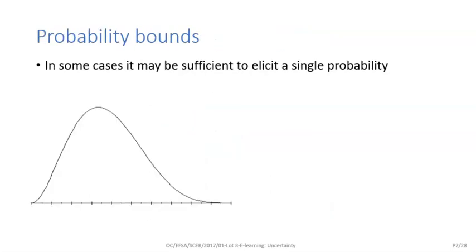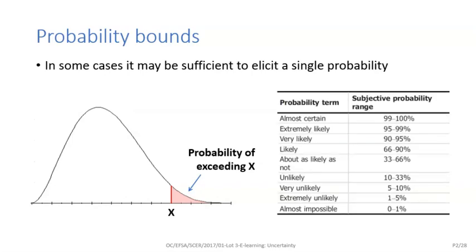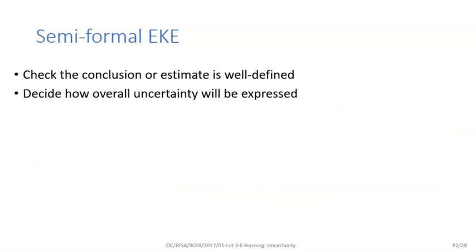In some cases, it may be sufficient to elicit a single probability for whether the quantity of interest is above or below a given value. For example, the probability of exceeding a conservative estimate. This is called a probability bound. The probability could be precise or approximate, and the uncertainty guidance contains a harmonized scale of approximate probabilities that may help the experts to consider what range of probabilities is appropriate for their assessment. In the Campylobacter opinion, it was decided to express overall uncertainty using full probability distributions.